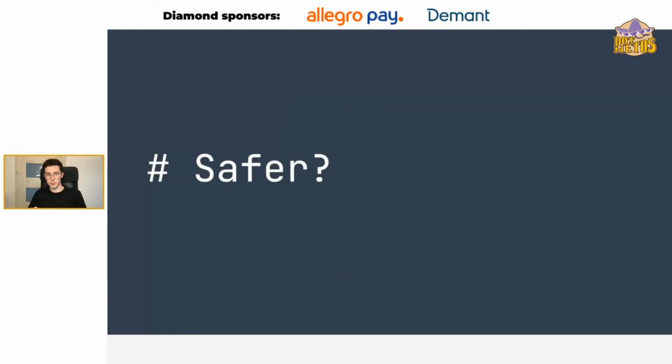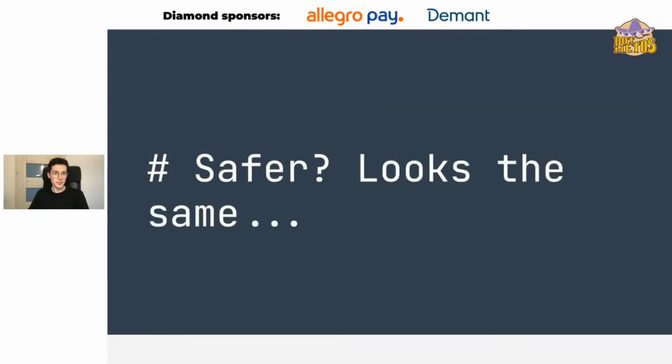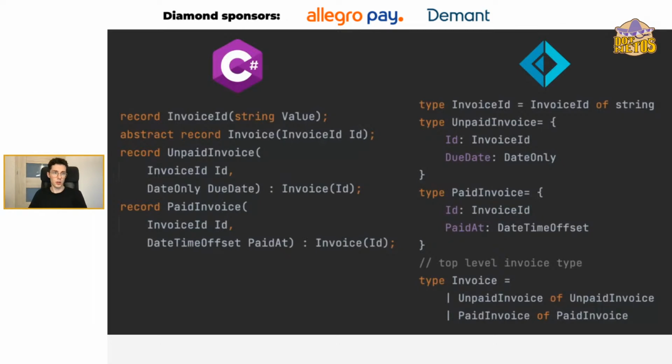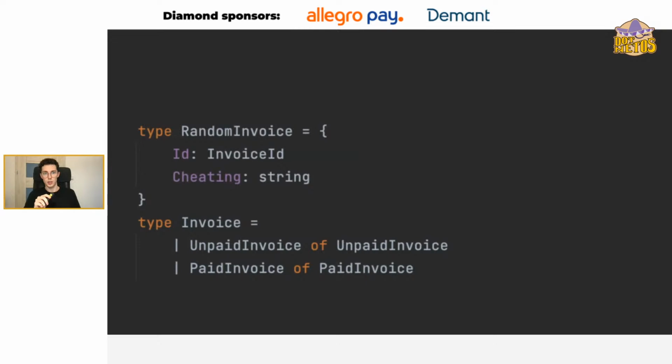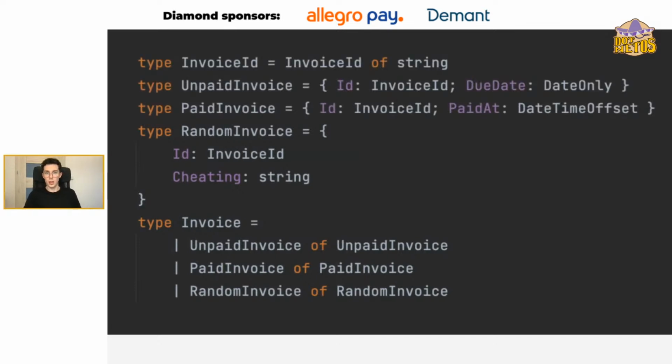But is it any different? Because it's kind of the same. On the left side, you have C#, and on the right, you have F#. On the left, you have an inheritance, and on the right, there is a choice type here. And once more, let's add the third one here, which will be a random invoice, the same way we've done with F#. And let's add it explicitly to the contract, because in inheritance, you wouldn't need to do it, but if you have a choice type, you need to explicitly add it here.